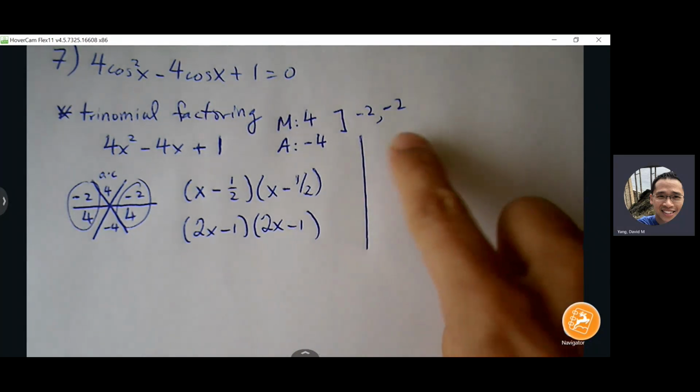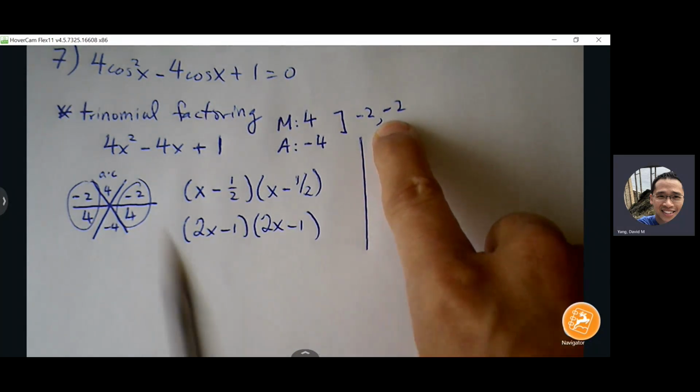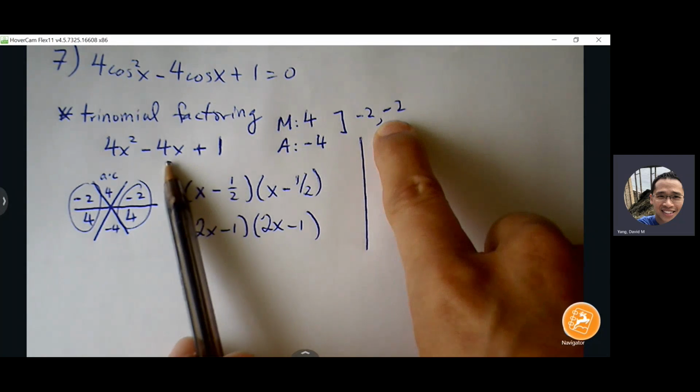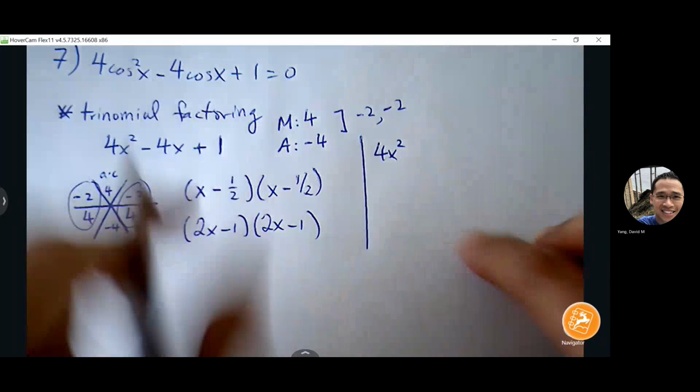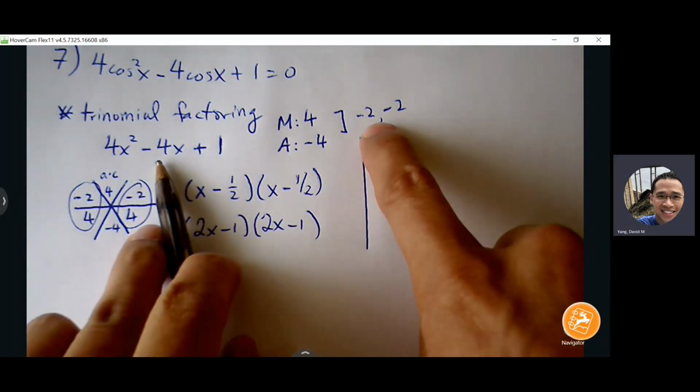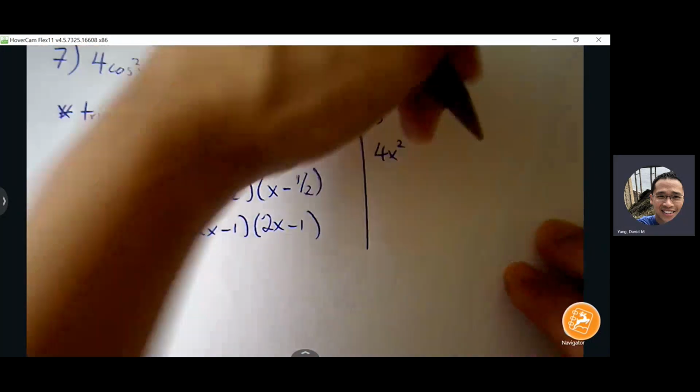Okay. The other way is taking that middle term and splitting it up and going through GCF, if that works for you. So I'm taking that middle term there, negative 4x. I'm splitting it into minus 2x and minus 2x.